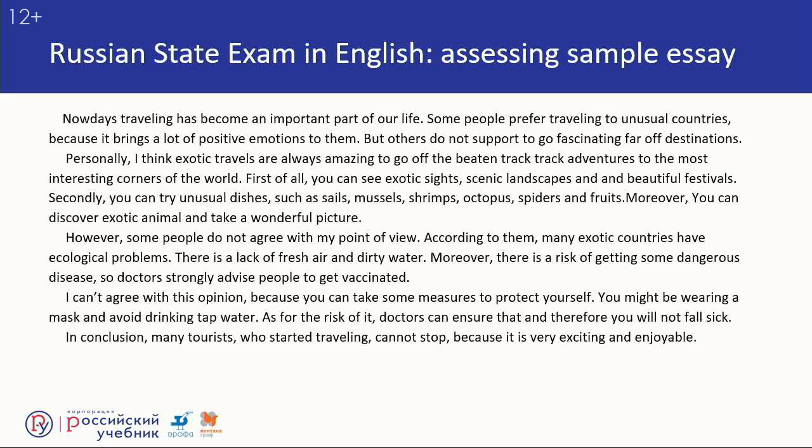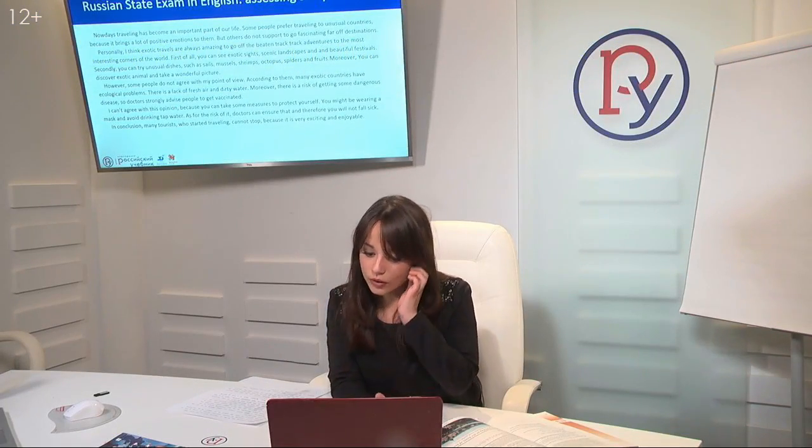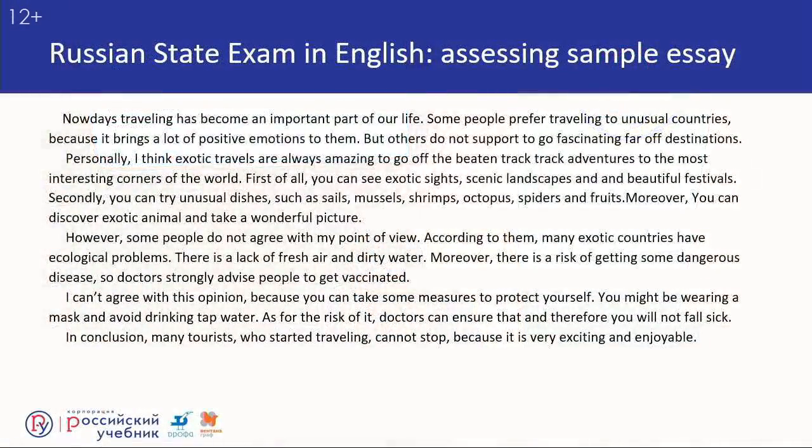There is a paragraph where our learner expresses their personal opinion, right? Personally, I think exotic travels are always amazing, to go off the beaten track adventures to the most interesting corners of the world. First of all, you can see exotic sights, scenic landscapes and beautiful festivals. Secondly, you can try unusual dishes such as snails, mussels, shrimps, octopus, spiders and fruits. Moreover, you can discover exotic animal and take a wonderful picture.